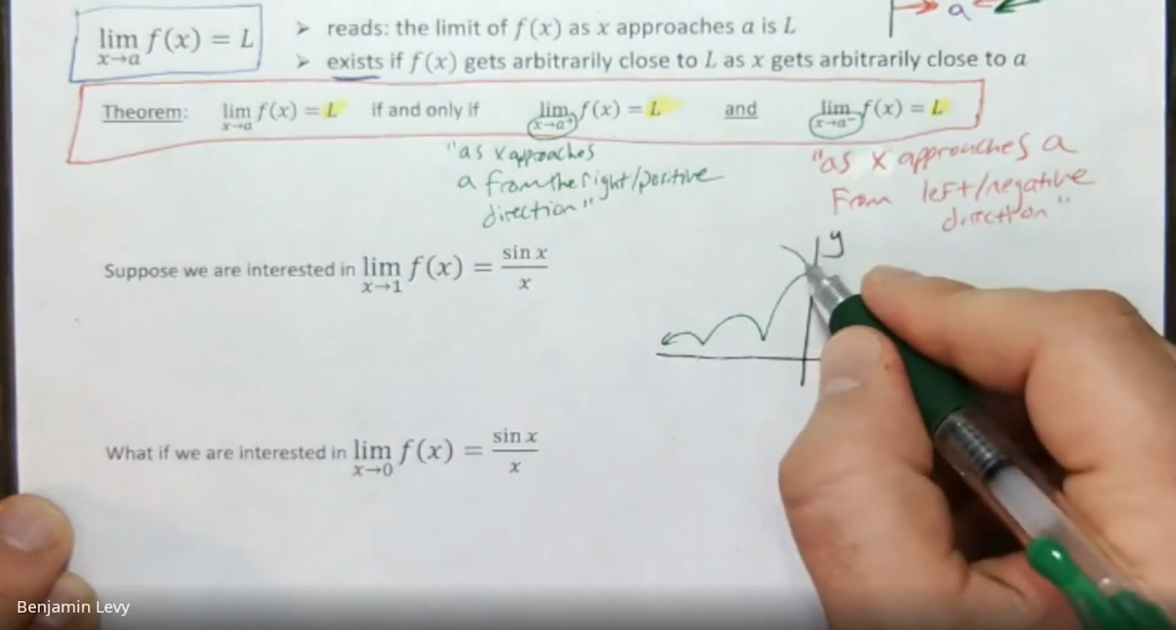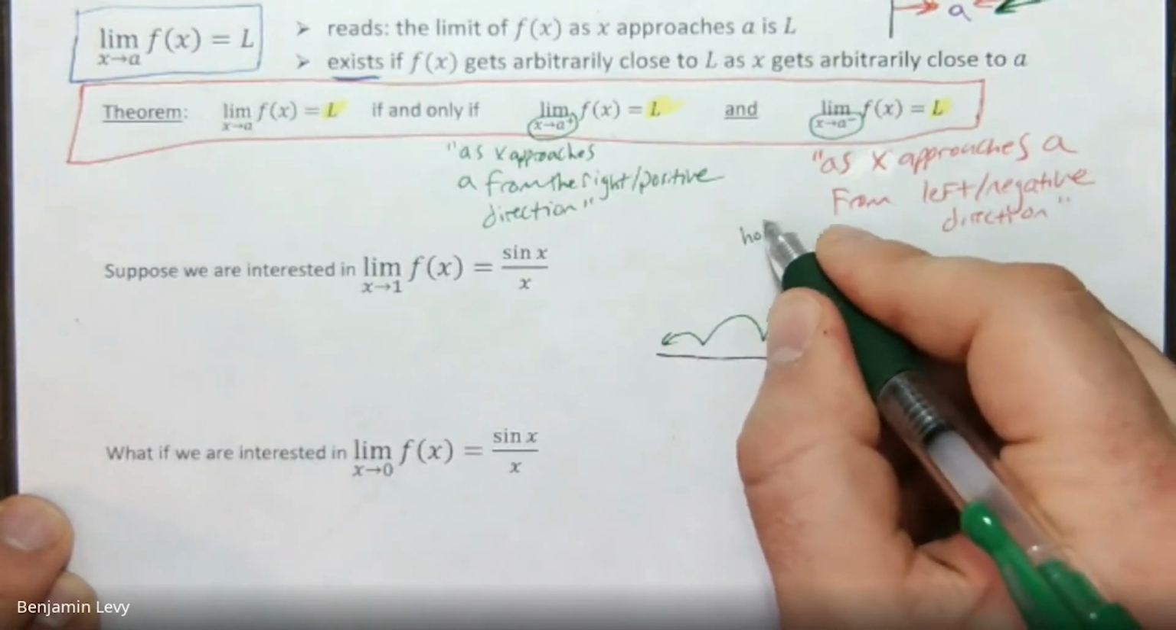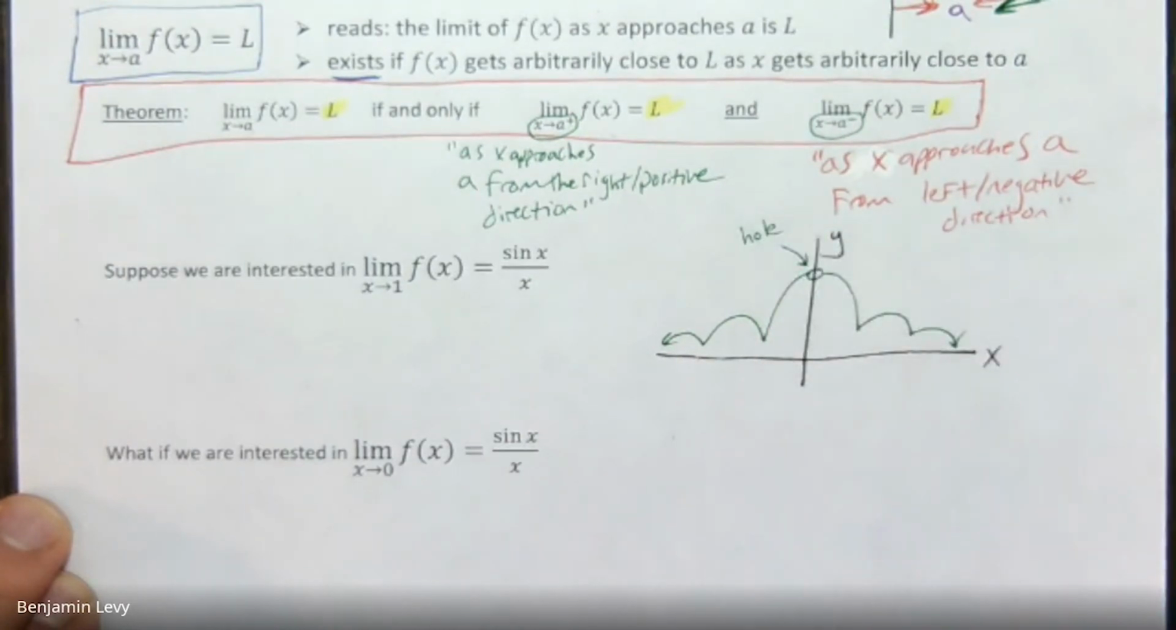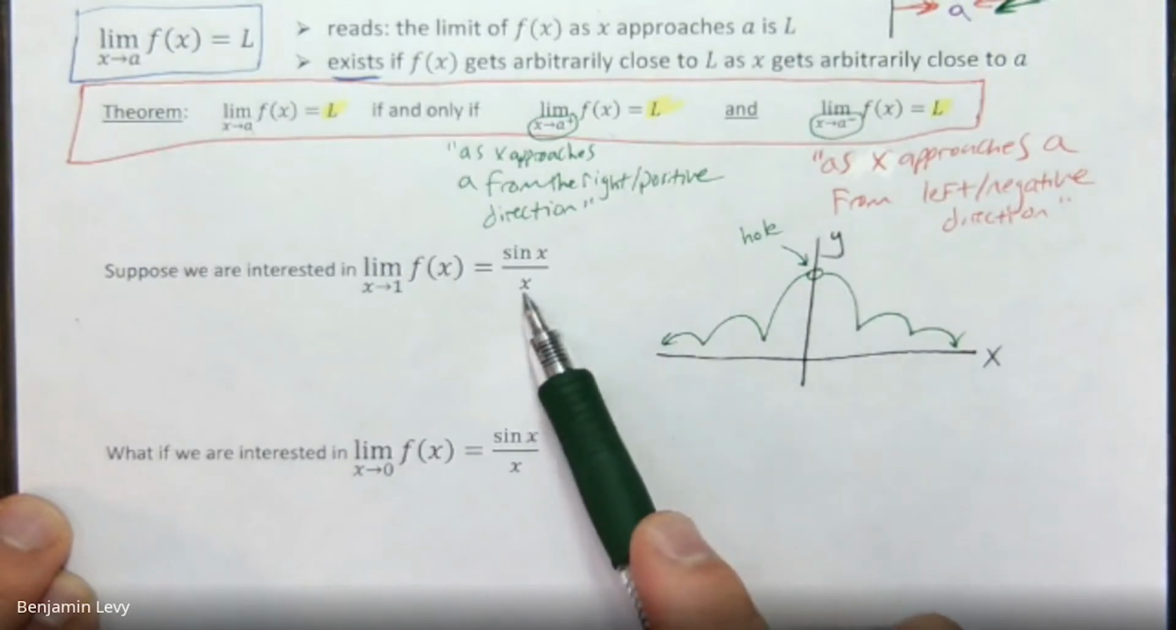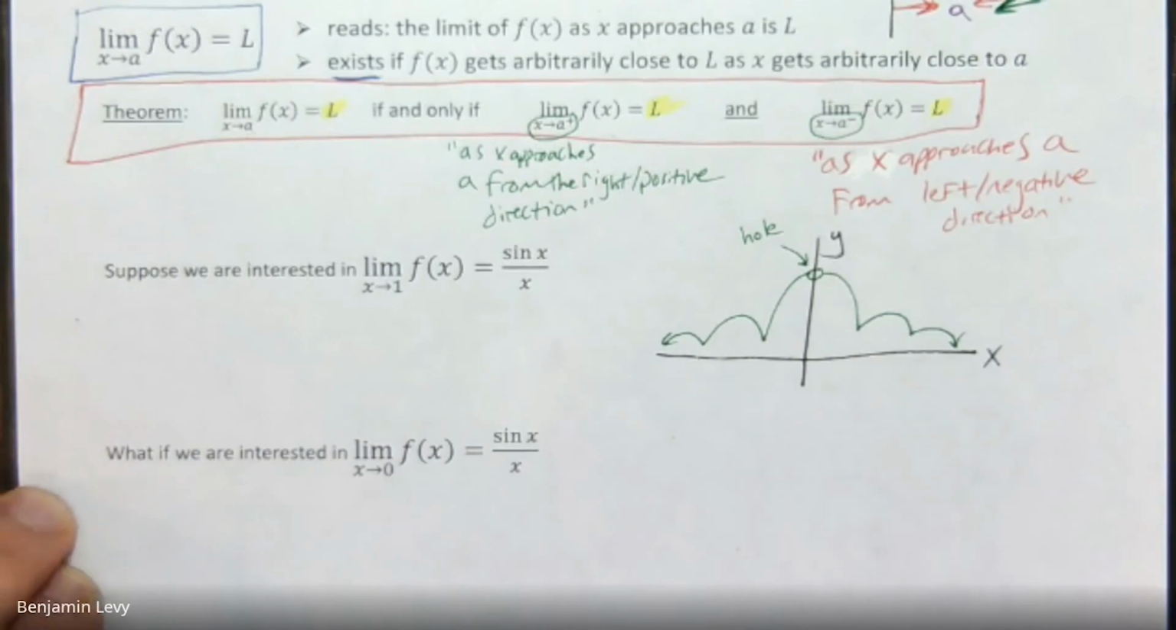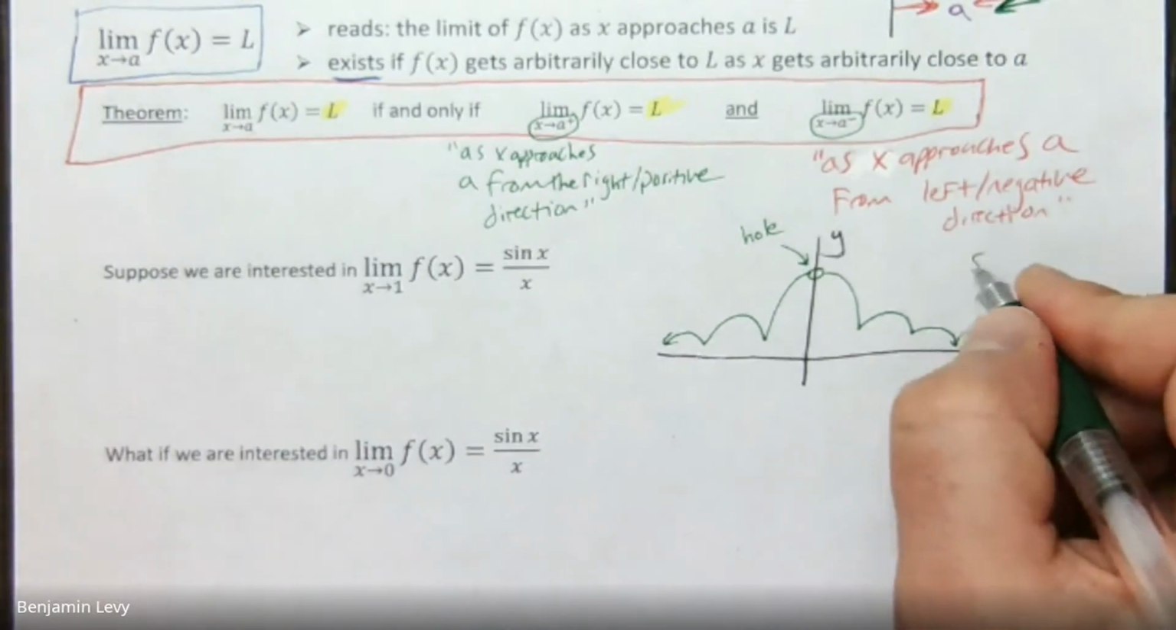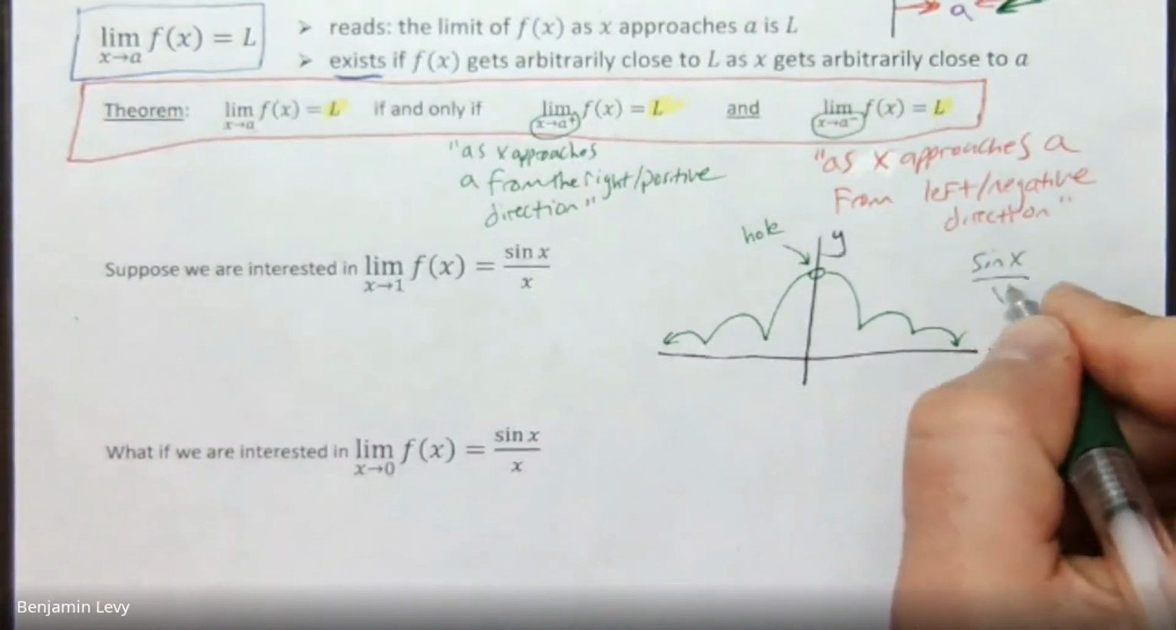And there's a hole at 0, because you can't plug in 0, right? If you plug in 0, you end up dividing by 0. So there's a hole there. So that's what the function looks like. Sine x over x looks like that.